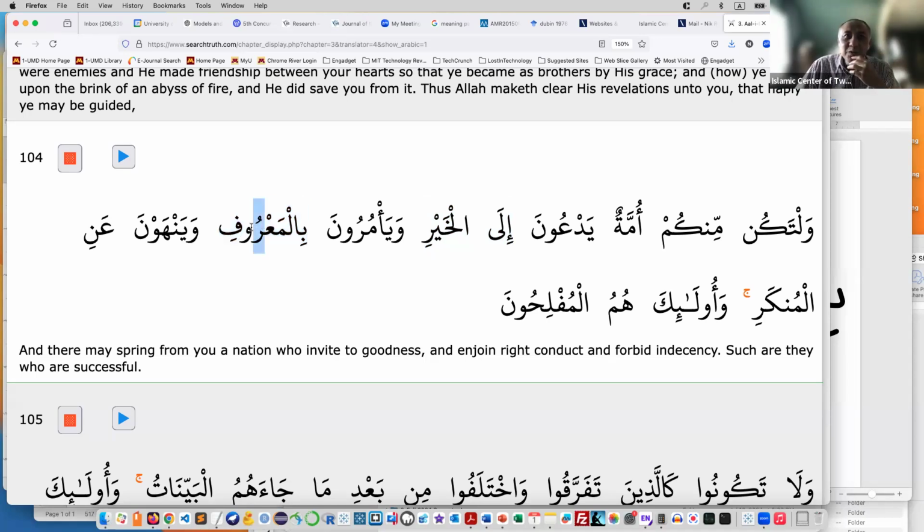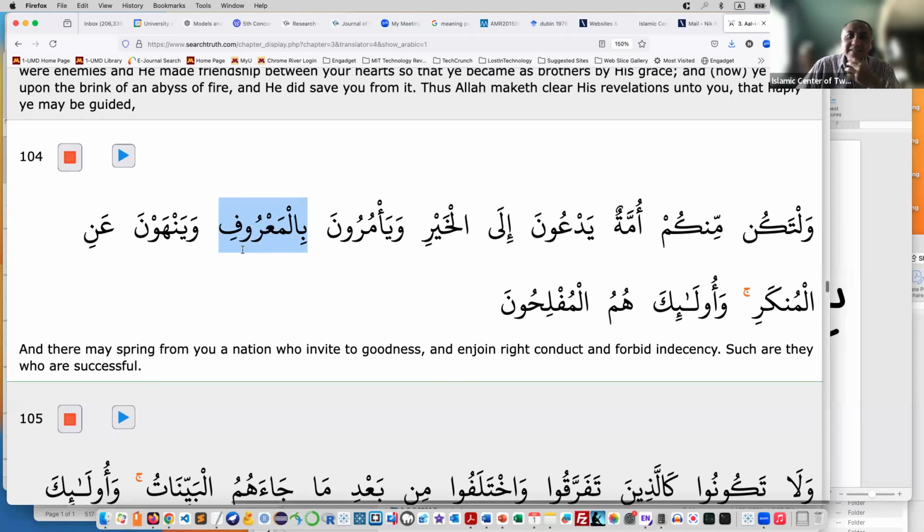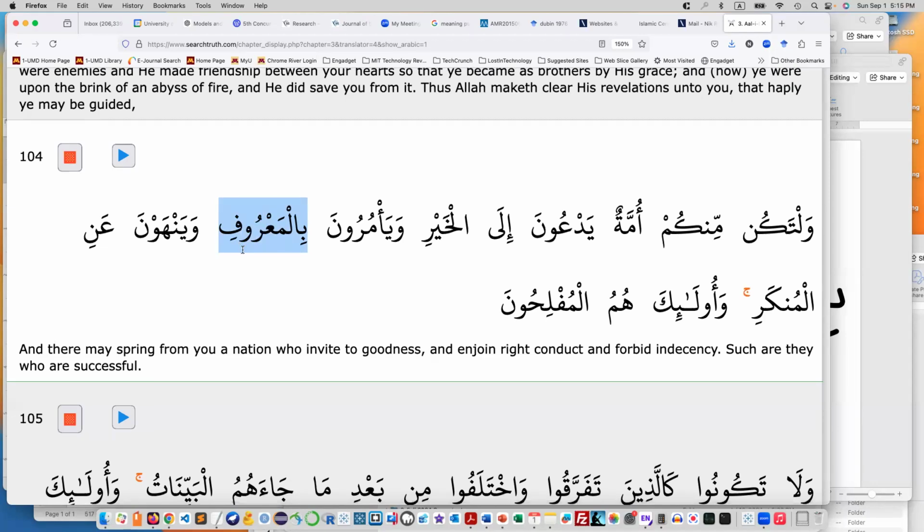So the ru is a bit longer, because of the waw sukun, right? So it becomes bil ma'rufi. Very nice, Zarif. Rufi. Yeah, because the waw makes it longer. The oo becomes a bit longer. Okay. All right.